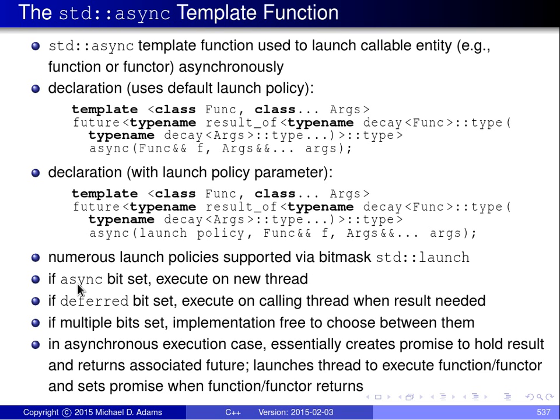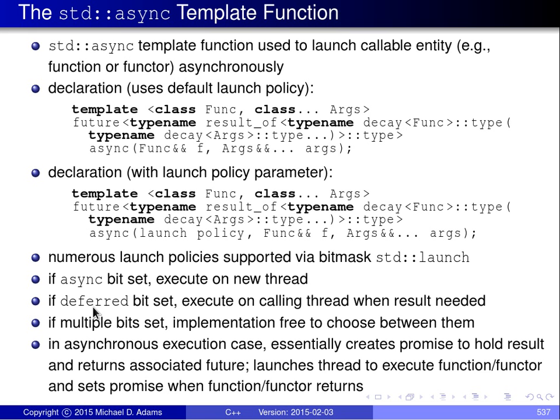If the async bit is set, this says that the function f can be invoked in a new thread. If the deferred bit is set, then this says that the function f can be invoked in the same thread as the thread that's calling the async function. And because this is a bit mask, it's valid as well to specify both bits. You can set the async bit and the deferred bit. If you set both of them, then it gives the standard library the choice that it can either run the function f in the same thread as the one that's calling the async function, or in a new thread. So either it can run it asynchronously or synchronously in the same thread.